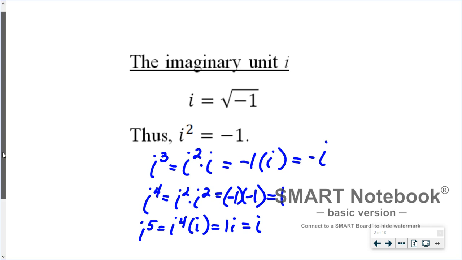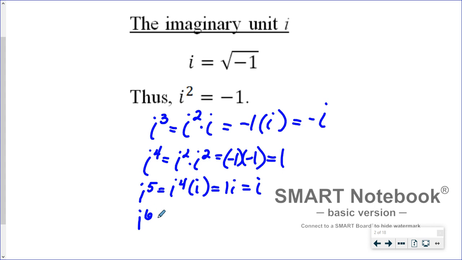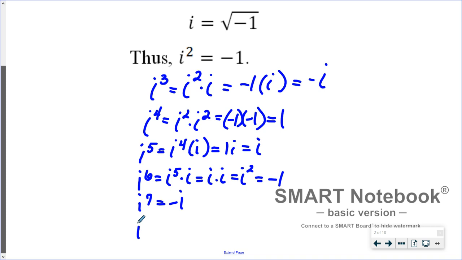Just for the sake of continuing, i to the sixth is going to equal i to the fifth times i. Well, we know i to the fifth is just the same as i. So this is i times i, which is i squared, which again is -1, right? So this pattern's just going to repeat, which means i to the seventh is going to be the same as i to the third. i to the eighth is going to be the same as i to the fourth. And then you repeat that process all over again. i to the ninth would just be i.